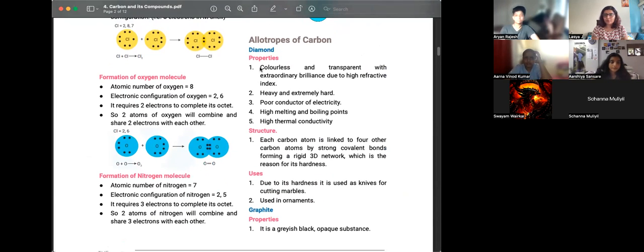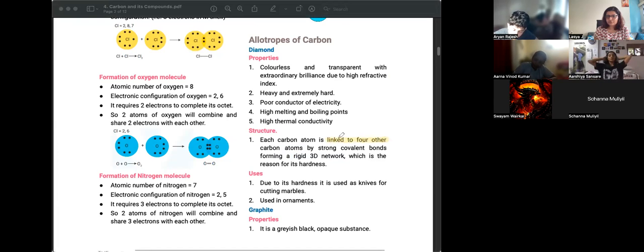So diamond properties: colorless, transparent, high refractive index. It's extremely hard, does not conduct electricity. Hard means high melting and boiling point, high thermal conductivity. Why? Because of its structure: linked to 4 other carbon atoms, rigid 3D network. These are the main key points that you have to know. Highlight them. So linked to 4 other carbon atoms, this is important, rigid 3D network.